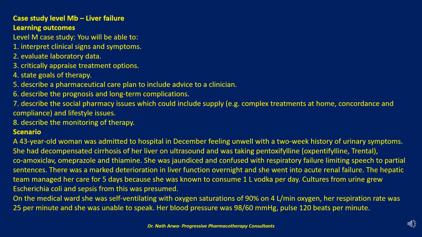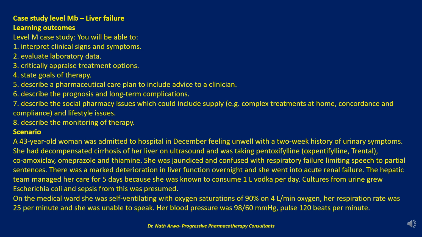Next we will discuss a clinical scenario. A 43-year-old woman was admitted to hospital in December feeling unwell with a 2-week history of urinary symptoms. She had decompensated cirrhosis of her liver on ultrasound and was taking pentoxifylline, marketed as oxpentifylline, or Trental, co-amoxiclav, omeprazole and thiamine. She was jaundiced and confused with respiratory failure limiting speech to partial sentences.